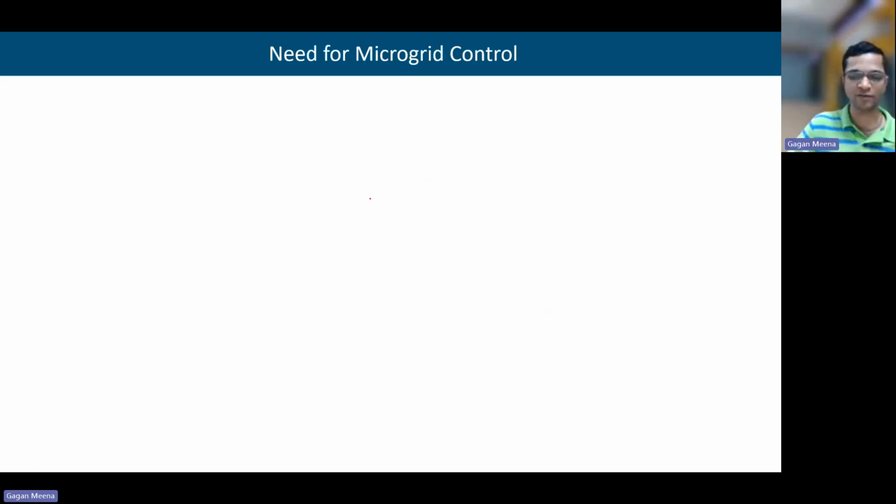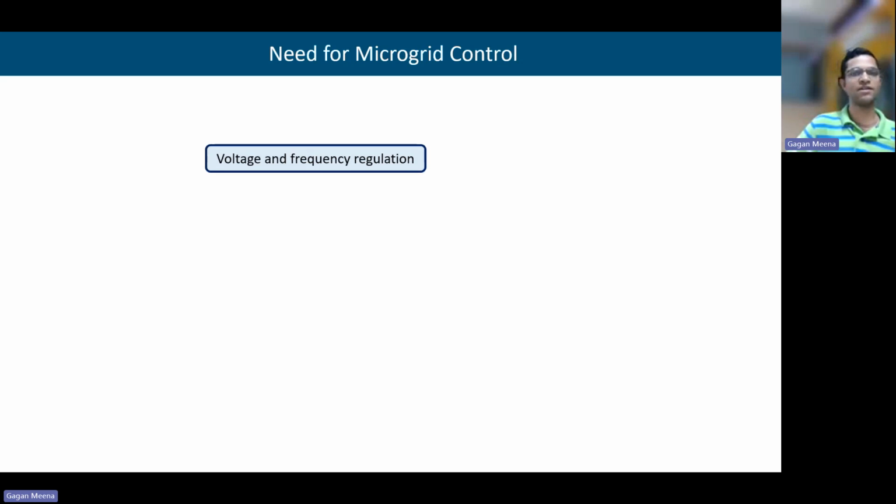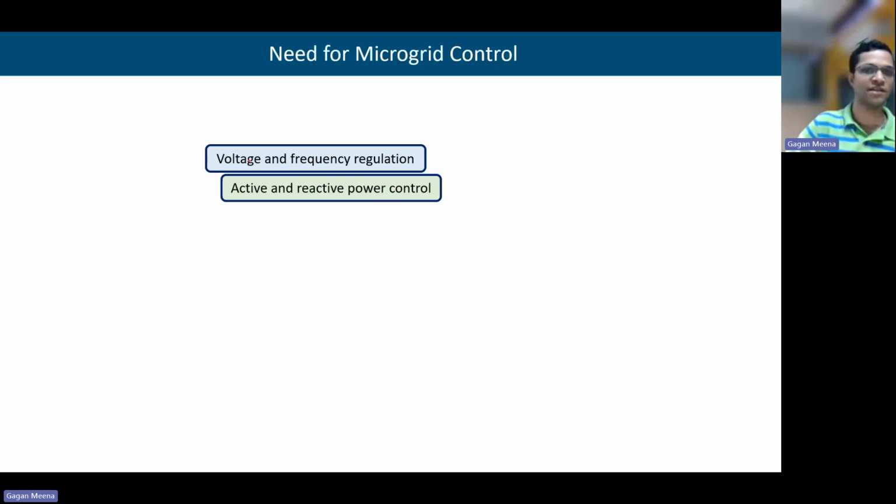And what's the need of microgrid control? Why do we need to control microgrid? There are several needs. First is to control these key elements, that is the voltage and frequency regulation, then active and reactive power control. We always want to maintain the voltage within a tight band and frequency also within a tight band to avoid any kind of instability. And then we also want to have a control over the active and reactive power, which are linked with these two variables, V and F.